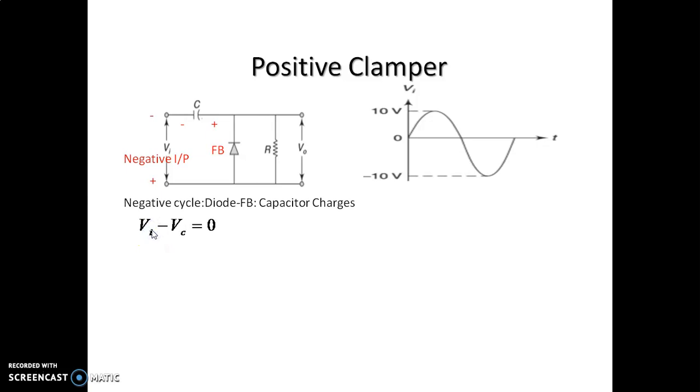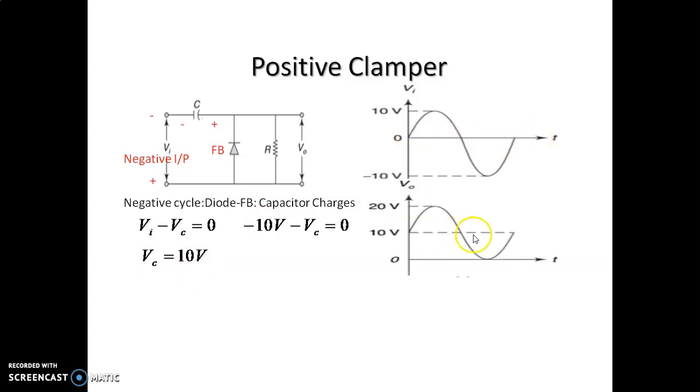It can be obtained by the voltage law. That is Vi minus Vc is equal to 0, where Vi is maintained at the level of 10 volts. Sorry, if we are starting with the negative cycle, what is the Vi now? It is at minus 10 volts. So minus Vc equal to 0, so Vc equal to 10 volts. What is the meaning of this? The input signal reference level is 0 volts, whereas now the output signal reference level will be at 10 volts.